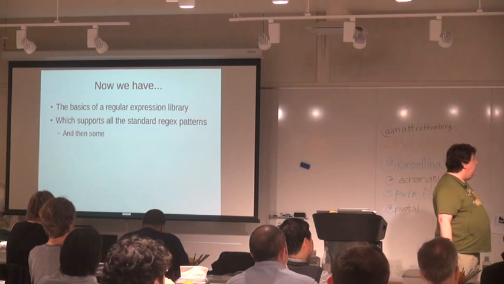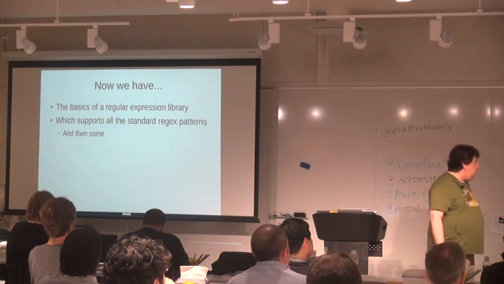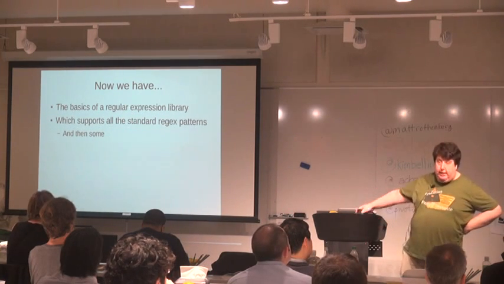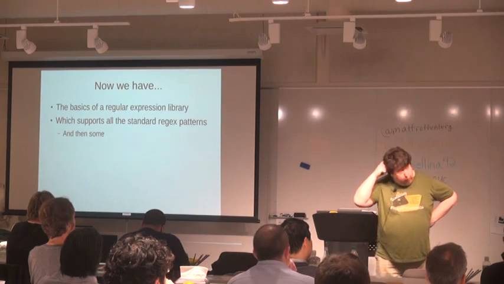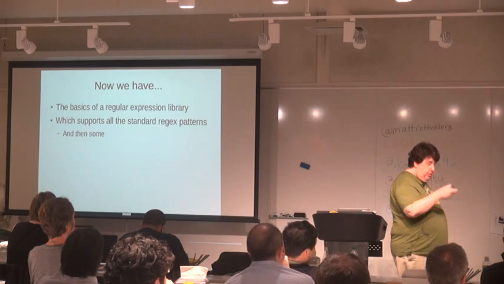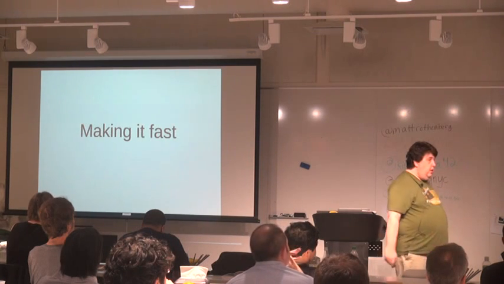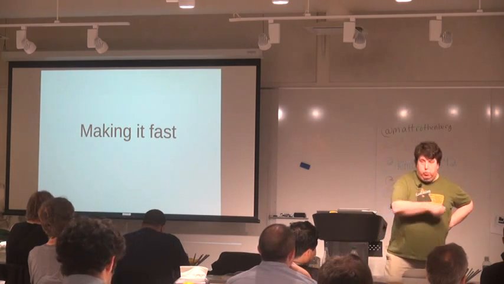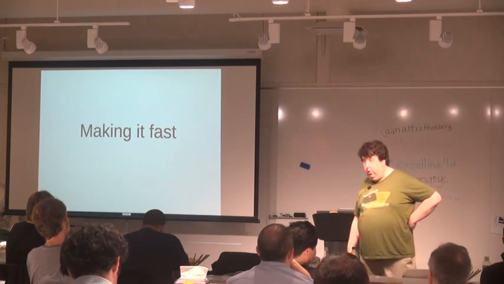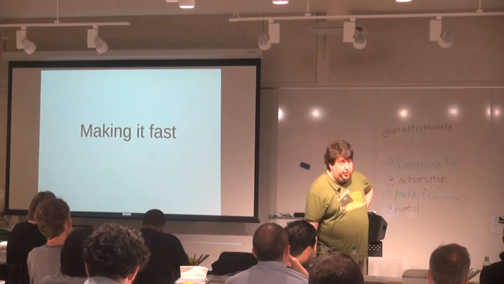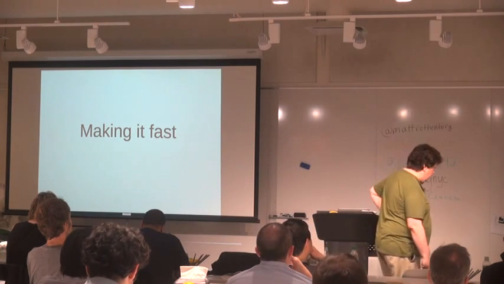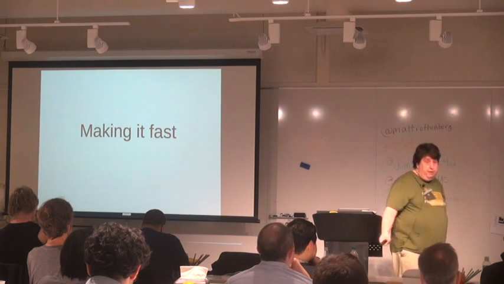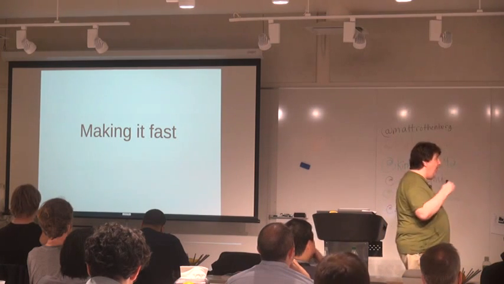So now we have the basics of a regular expression library, which supports all the standard regular expression patterns, and then some. There's obviously a bunch more you would want to add if you were doing this for real; I'll let other people fill it out. Now we want to make it fast. This is much better than our infinite list. It allows us to test whether a string matches a regular expression in finite time without having to deal with infinite lists and infinite computations on infinite lists. But it's still not very fast, especially compared to the Java or C regular expression libraries, which are blindingly fast.